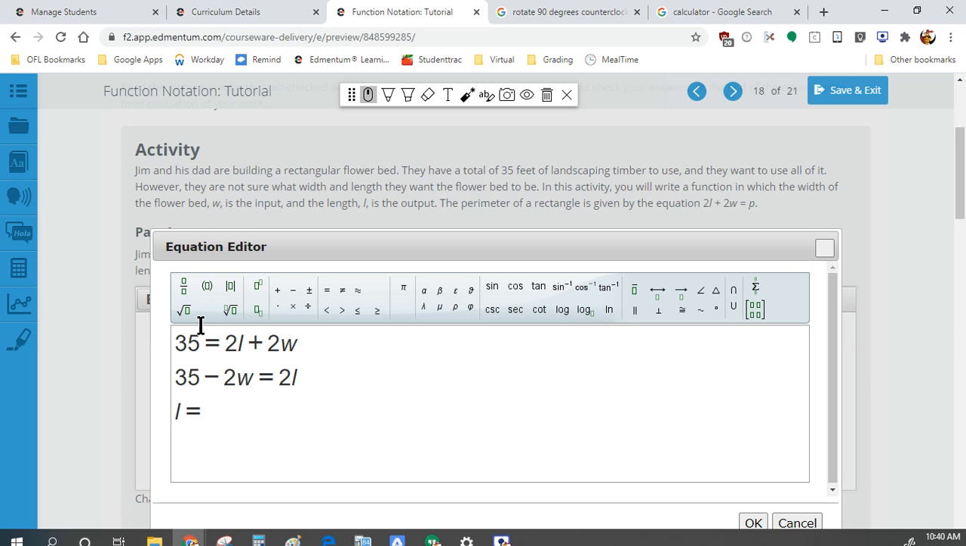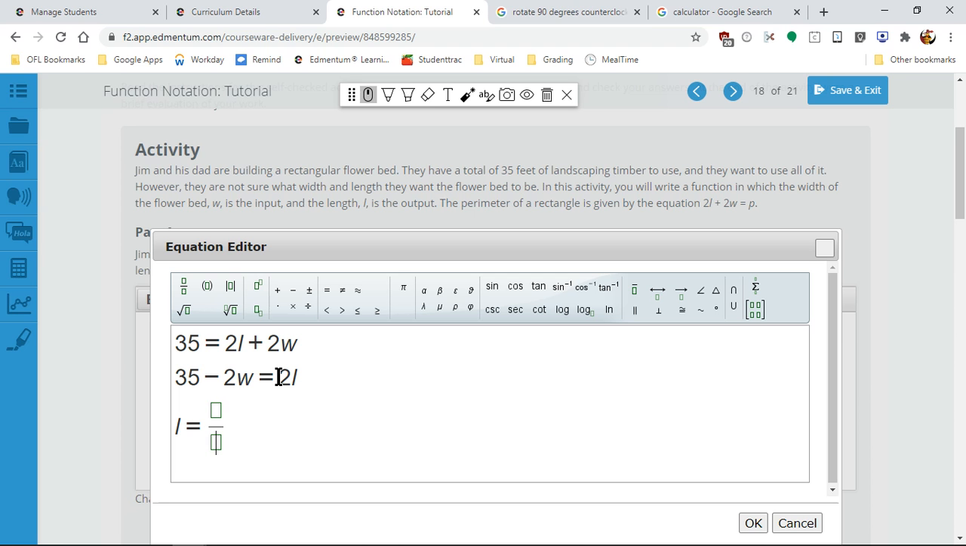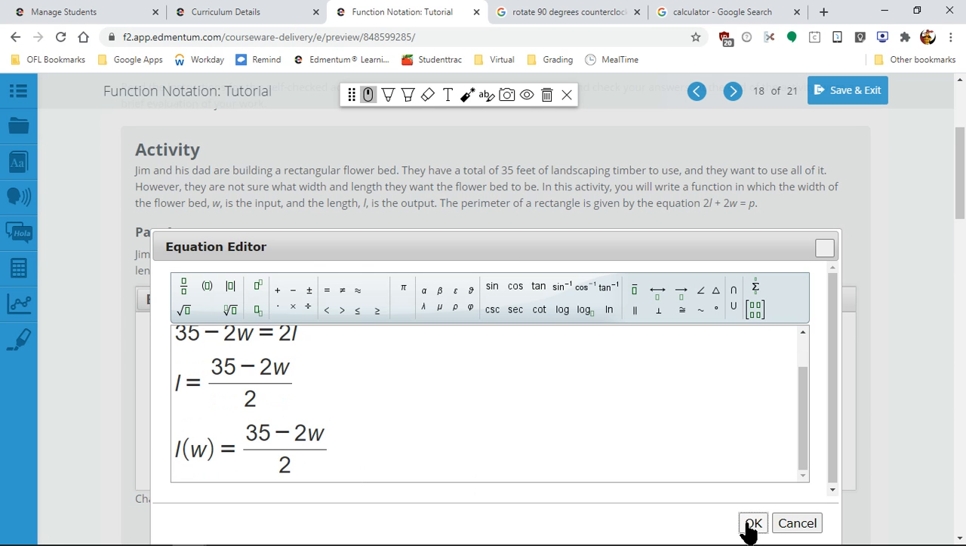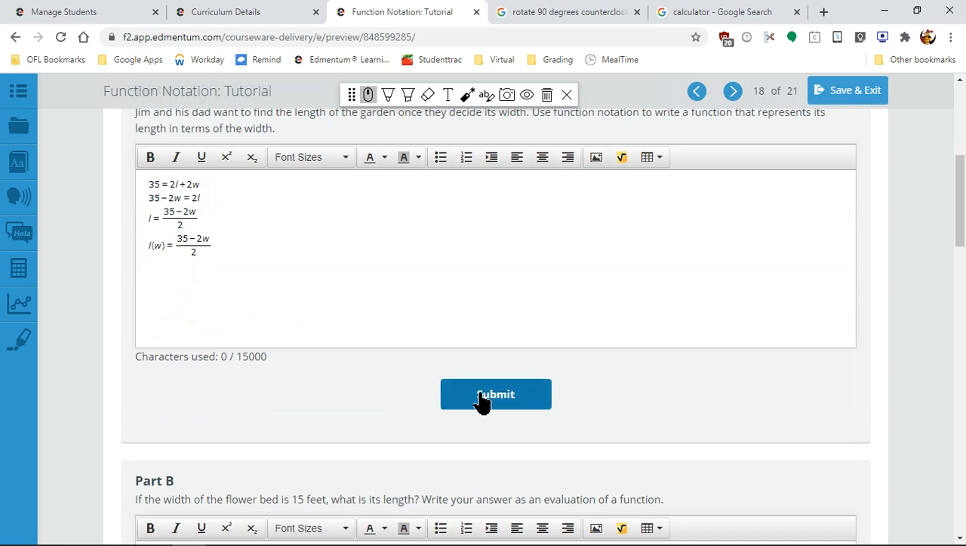equals, I'm going to do a big fraction because I'm going to divide by 2. What am I dividing by 2? I'm sorry, 35 minus 2W. So if I wanted to write this in function notation, I would write it as L of W equals, I'm just going to copy this, paste it in there, and that's going to be my function notation. They might simplify it a little bit more.